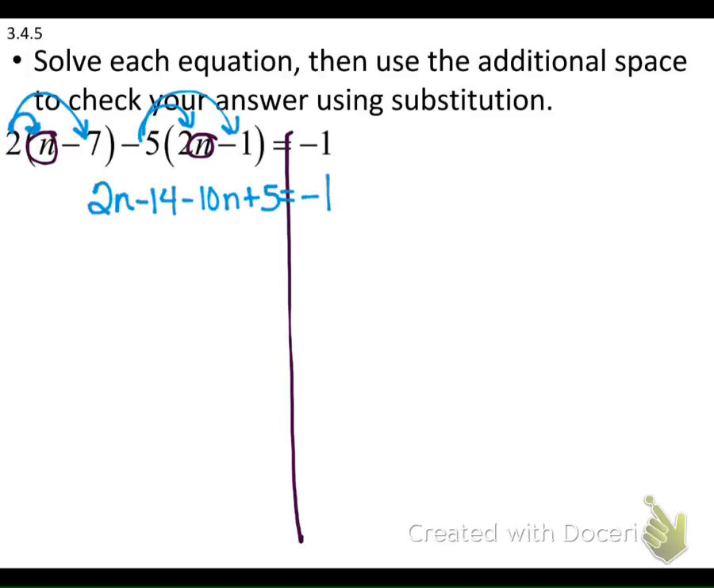Now that I distributed, I'm ready to... Almost. Like terms. Yeah, so my like terms here are 2n and negative 10n. And my other like terms are negative 14 and 5. Okay, so let's start with our variable first. So what's 2n minus 10n? Negative 8n. Then negative 14 plus 5.